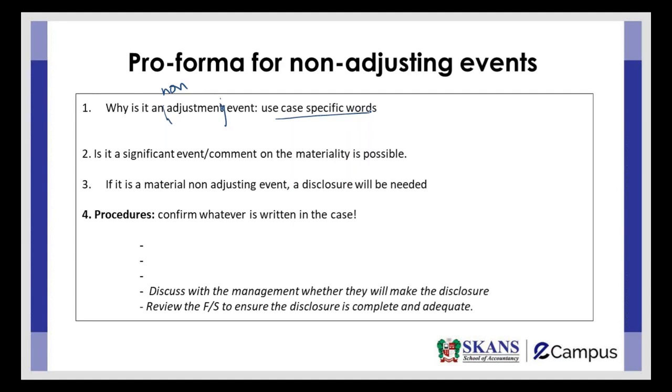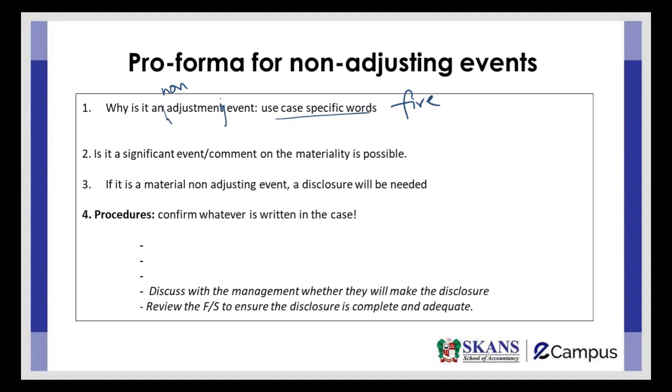So my answer would be: as it occurred after, so reword it in a way that the condition, which is the fire, the fire took place after the year end, and therefore this is a non-adjusting event. Be very specific that this is a non-adjusting event because the fire took place after the year end. Yes, there was no indication of fire at the year end.